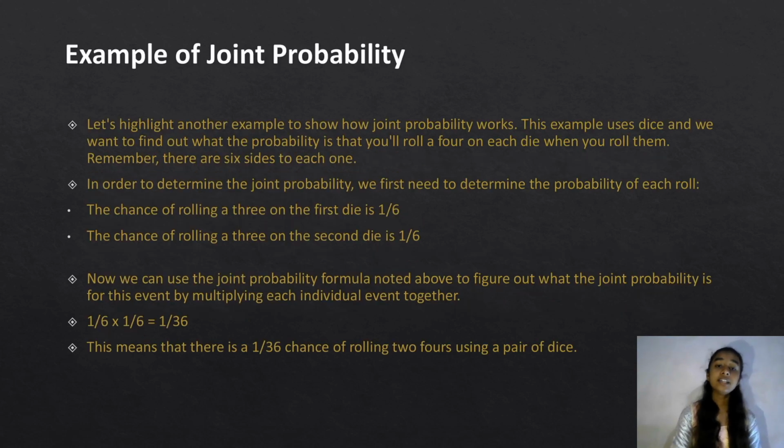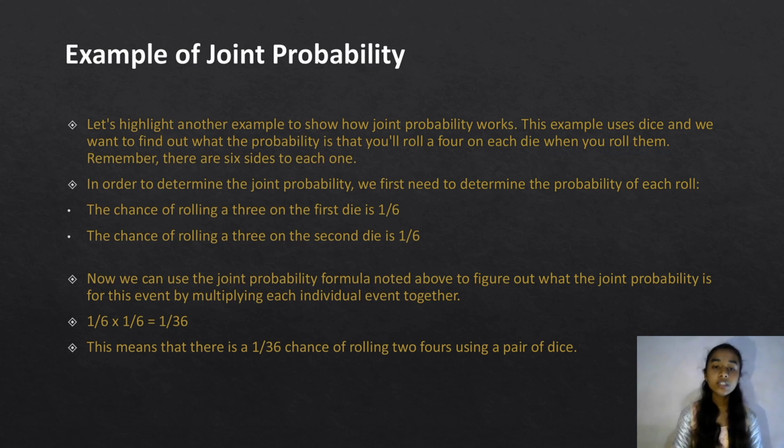Next is the example of joint probability. Let's highlight another example to show how joint probability works. This example uses dice, and we want to find out what the probability is that you will roll a 4 on each die when you roll them. Remember, there are 6 sides to each one.